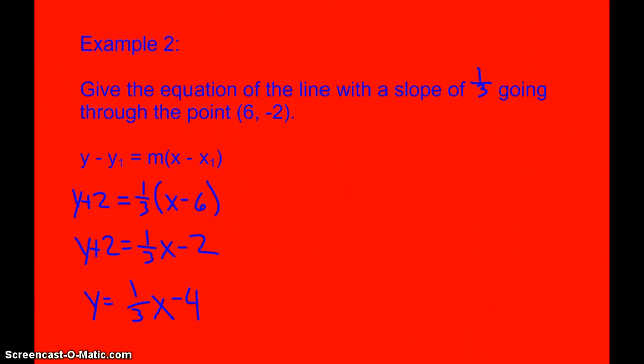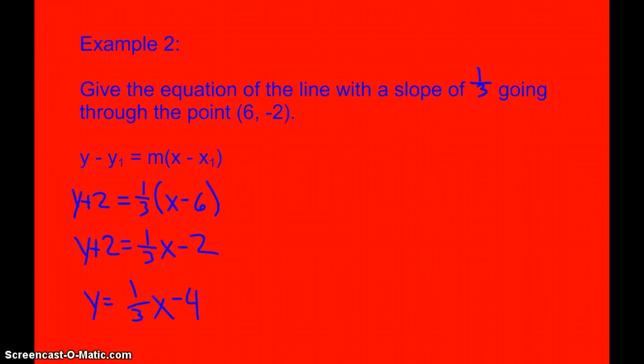So we distribute the 1/3, giving us 1/3 x. And then 1/3 times 6 times that -6 is -2. We need to be familiar with our fraction shortcuts. If you can divide the 6 by 3, you can just quickly do 6 divided by 3 times 1, giving us 2. So then we have y plus 2 equals 1/3 x minus 2.